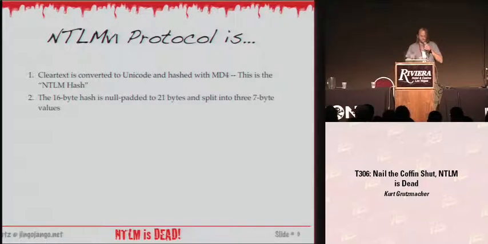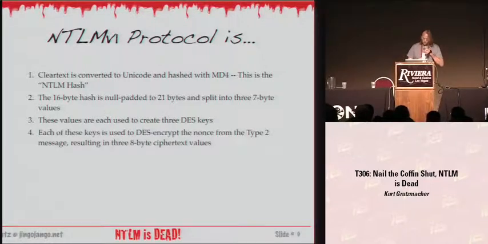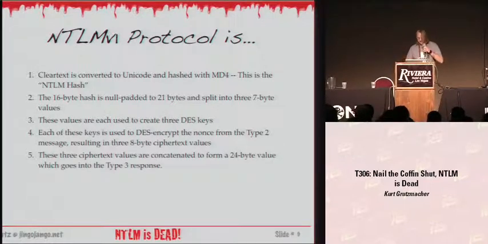Now, in v1, you create a pad of 21 bytes. You create 3 DES keys. You encrypt the nonce with the keys. You concatenate to create the type 3 response. So in that response to the type 2 request from the server, the client is going to make this NTLM hash and follow all these steps with the server's value of the nonce, encrypt it with these DES keys, and put it in the protocol.